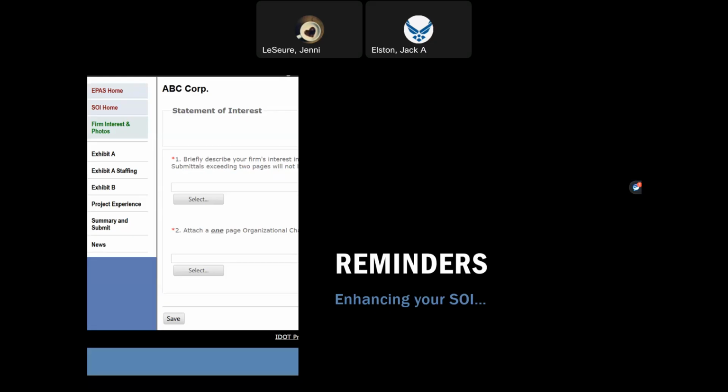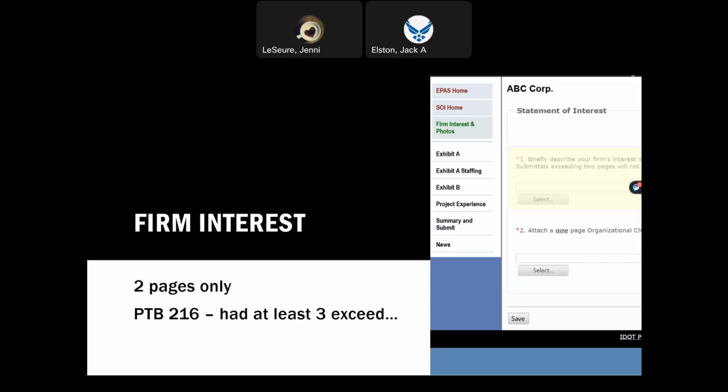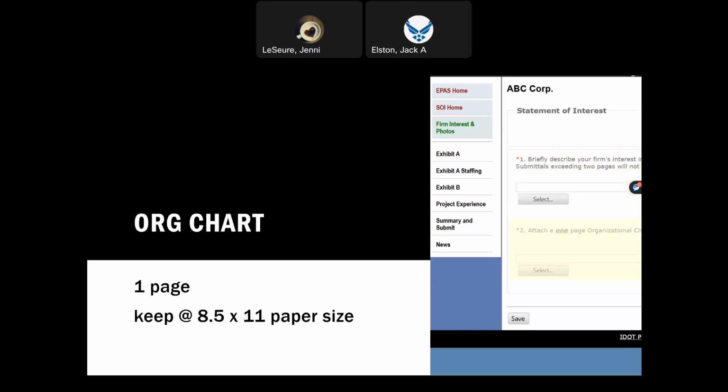And a few short reminders just for your SOIs. Your firm interest, that attachment 1, 2 pages and no more. I had at least 3 people exceed it for 216, and I had to mark them not approved. And I think it happens every PTB. So I'm going to say it again. Please make sure it's 2 pages, nothing more. If you have even a line of text or a few words on that 3rd page, we remove it completely, that whole statement of interest. So please make sure before you submit it's 2 pages and nothing more.